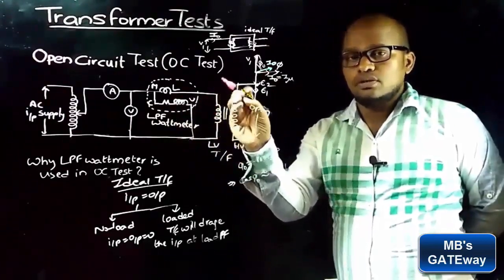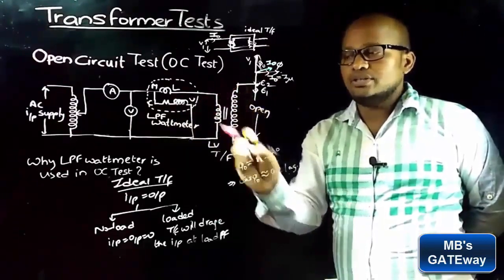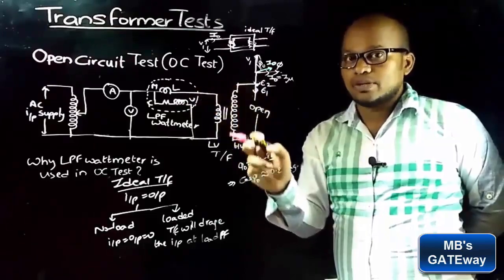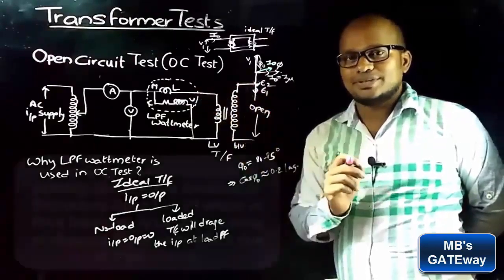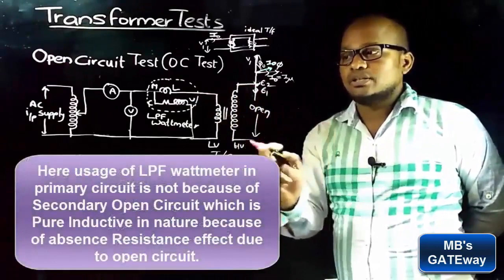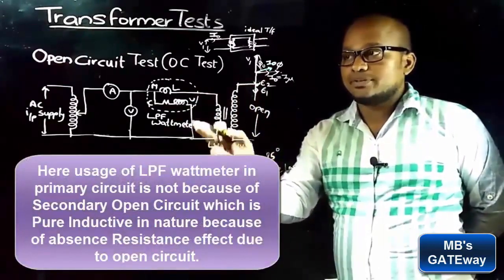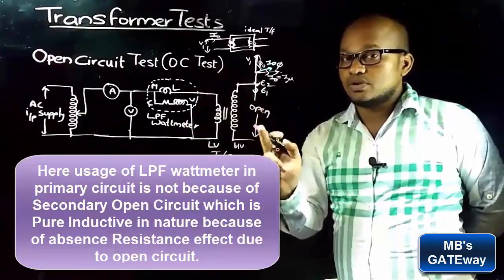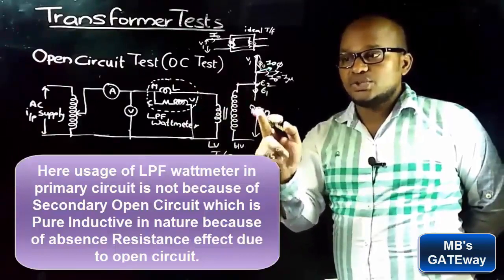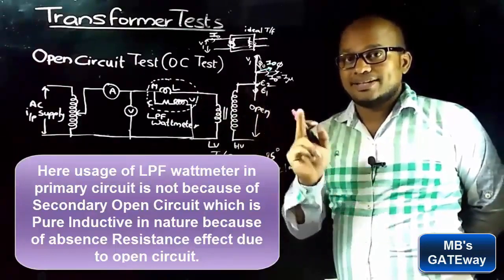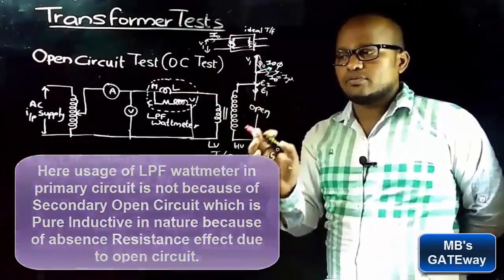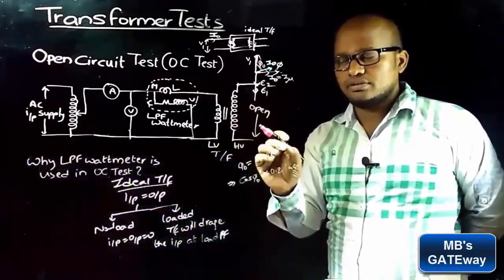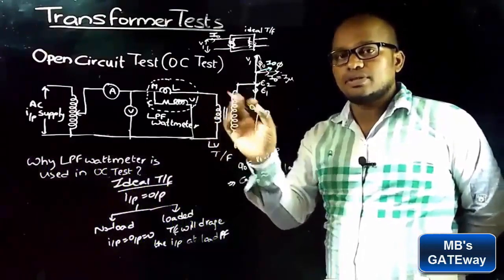So to have the power reading with good accuracy, we are making use of LPF type of wattmeter in open circuit test. And please make a note that the usage of LPF type of wattmeter in open circuit test is not because of the inductive nature of secondary circuit. As no load transformer primary circuit is at low power factor, we are making use of LPF type of wattmeter in open circuit test.